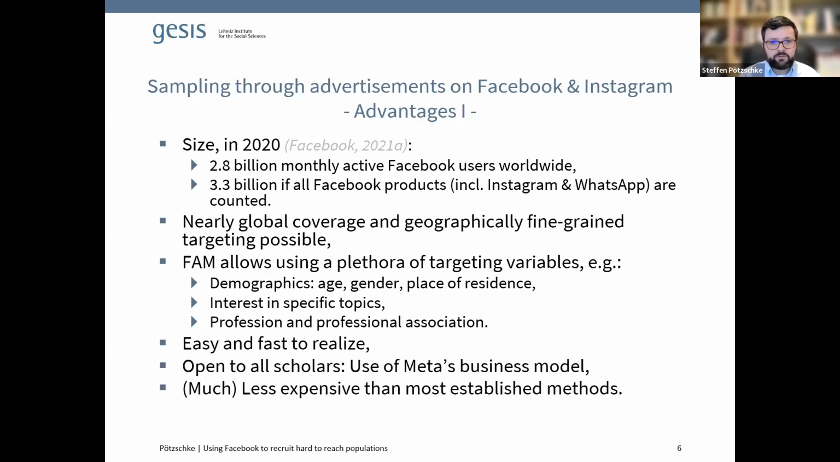We can use a high number of different targeting variables for the advertisements. This method is easy and fast to realize. It's open to all scholars as it uses Meta's business model, which means that we do not depend on some kind of cooperation with the firm itself. And it is much less expensive than most established sampling methods.